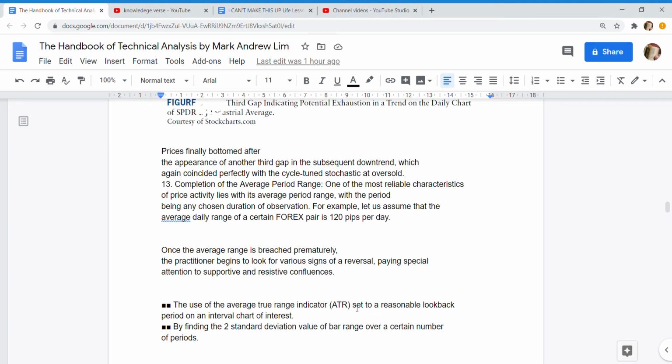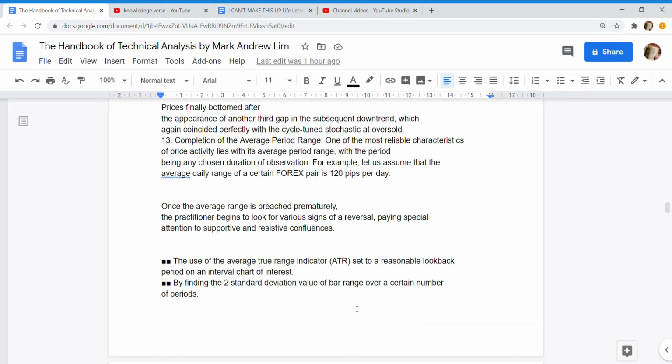The use of the average true range indicator (ATR) set to a reasonable look-back period on an interval chart of interest, by finding the two standard deviation value of bar range over a certain number of periods.